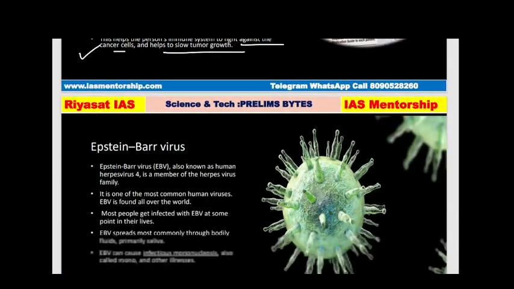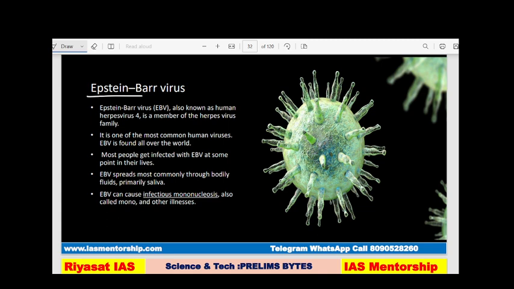Remember it. Next is your Epstein-Barr virus. Basically, it is also known as human herpesvirus 4. It is from the herpes virus family. It is the most common human virus and it is found all over the world. Mostly people are affected by this through fluids, saliva, etc. And it can also cause infectious mononucleosis, also called mono, and other illnesses. It is a mild type of virus found everywhere in the world, and at one point of time every person must have suffered from this virus.